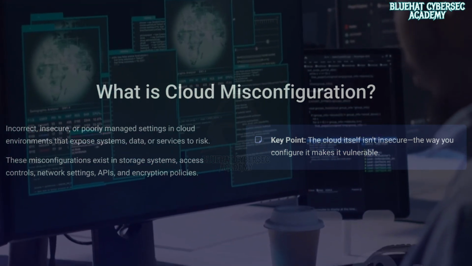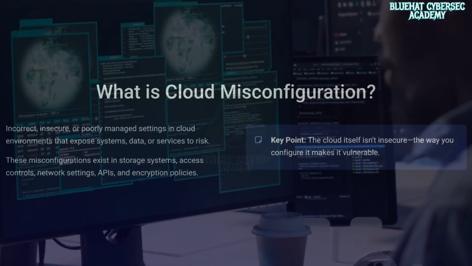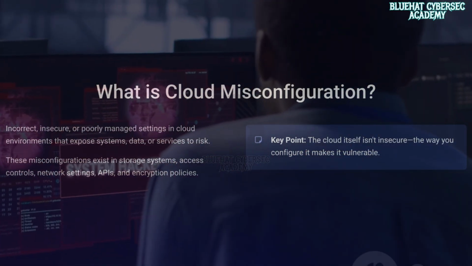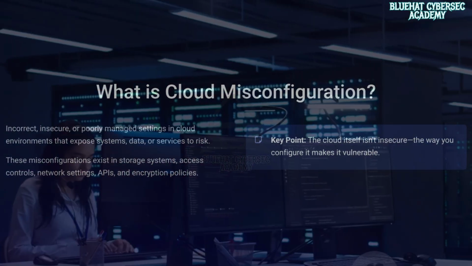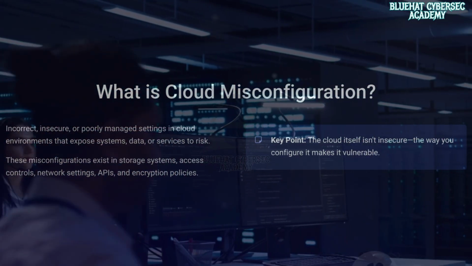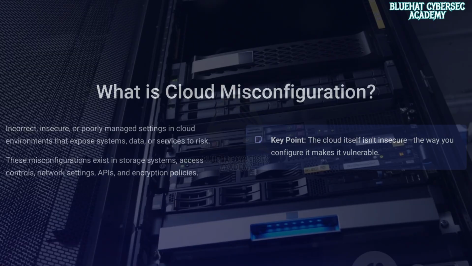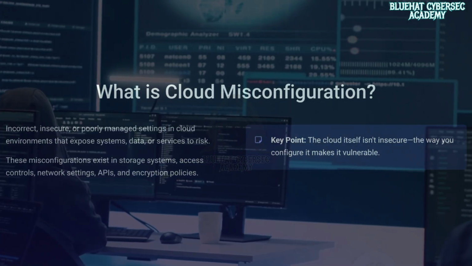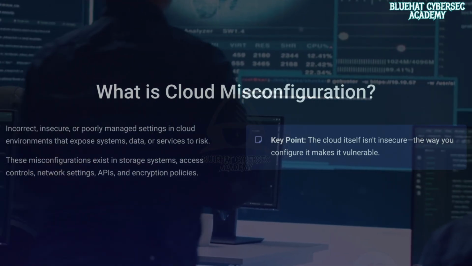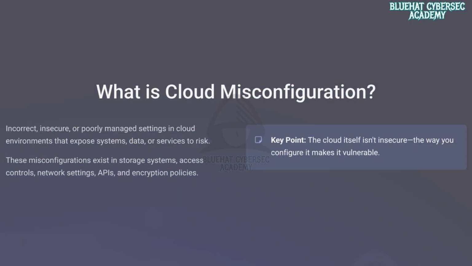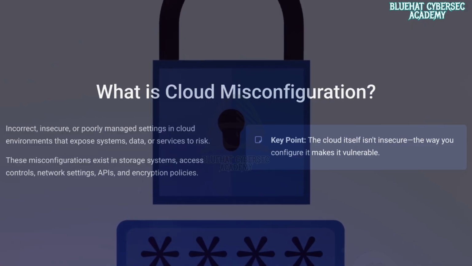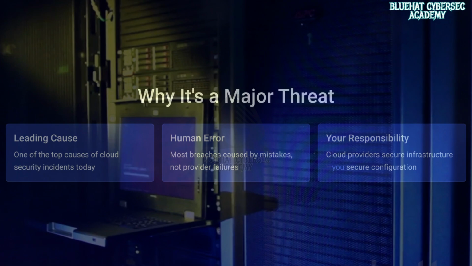At its core, it means incorrect, insecure, or poorly managed settings in a cloud environment that expose systems, data, or services to risk. And these misconfigurations can exist in many places. They might be in storage systems, identity and access controls, network settings, APIs, cloud services, or even encryption policies. The key idea is simple. The cloud itself isn't insecure, but the way you configure it can make it vulnerable.